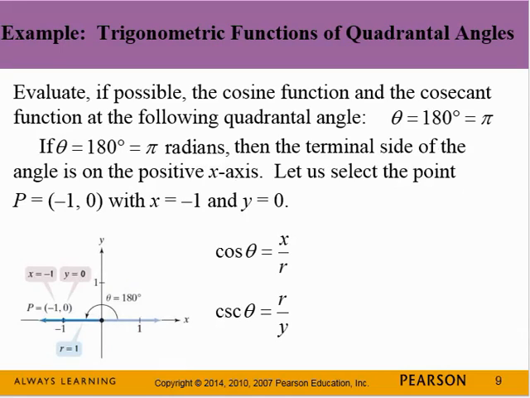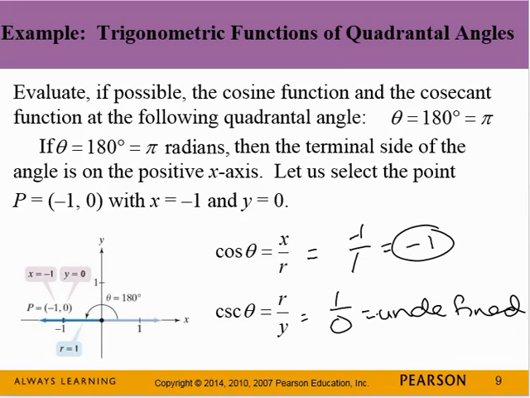So I'm going to have you try this one on your own. It says theta is 180 degrees, or pi. So your point is -1, 0. So x is -1, y is 0, and your r is still 1. So pause the video and try this one on your own. Alright, so you should have had cosine theta is -1, and cosecant theta is undefined because you have 0 in your denominator again. So there's one more set we're going to try.